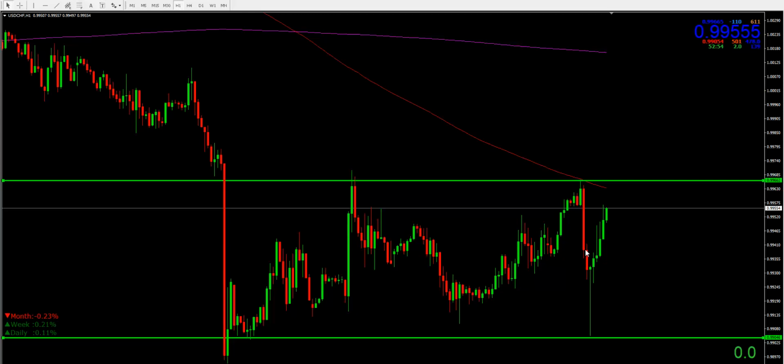I would have taken it all the way down, but obviously I missed it, so we'll just let that go. But now, as the price is approaching the high for the third time, I'll be looking to trade it as a reversal.